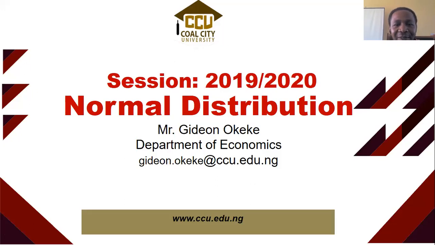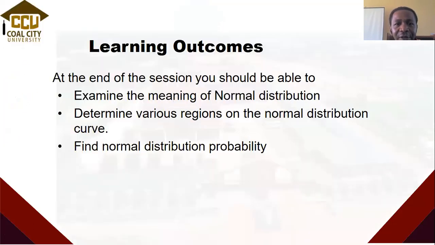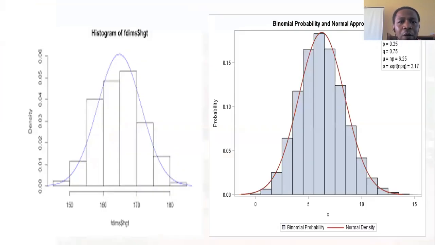Today we're going to be looking at normal distribution, and it's a very critical aspect of statistics. At the end of this class, we should be able to examine the meaning of normal distribution, determine the various regions under a normal distribution curve, and find normal distribution probability.